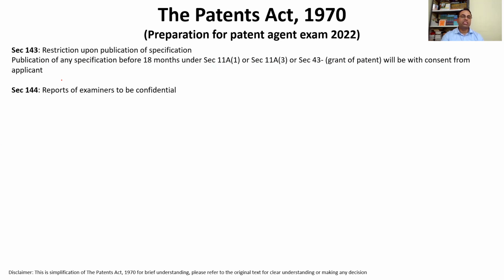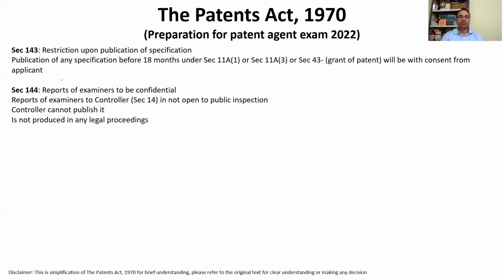Section 144, reports of examiners to be confidential. Reports of the examiner to the controller under section 14 are not open to public inspection. The controller cannot publish it. It is not produced in any legal proceedings, though it can be if the court asks for it. So that is only communicated to the applicant. It is not published, meaning you will not find any report saying these were the questions raised by examiners and these were the replies. So they are not published.